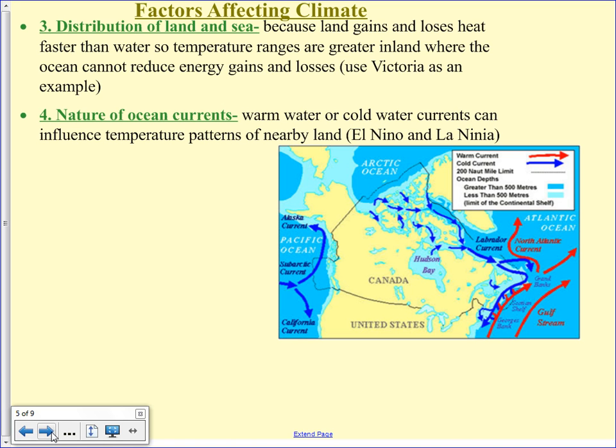Distribution of land and sea. Distribution of land and sea is huge, because in very few places in the world does the ocean actually freeze. Yes, sure, at the North and South Pole, there's the ice pack in the ocean. The top of the ocean at least freezes. But most places, it doesn't. The temperature in the air may be well below freezing, but the ocean doesn't freeze. Why not?